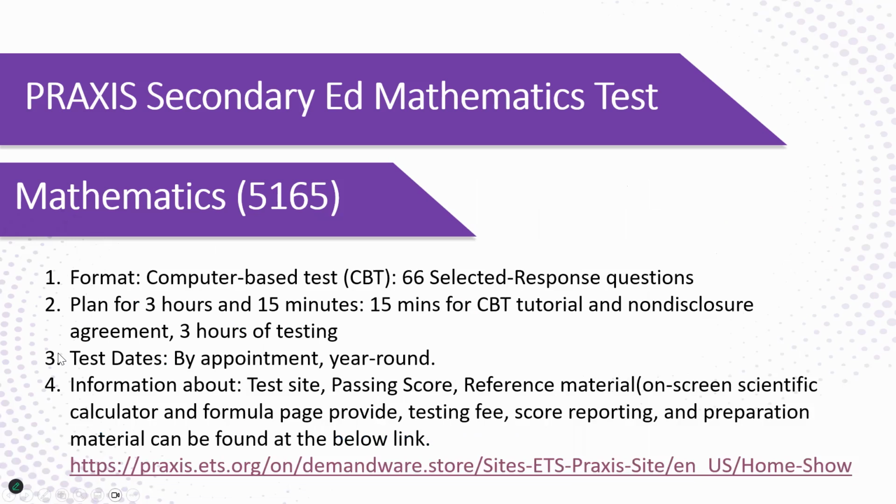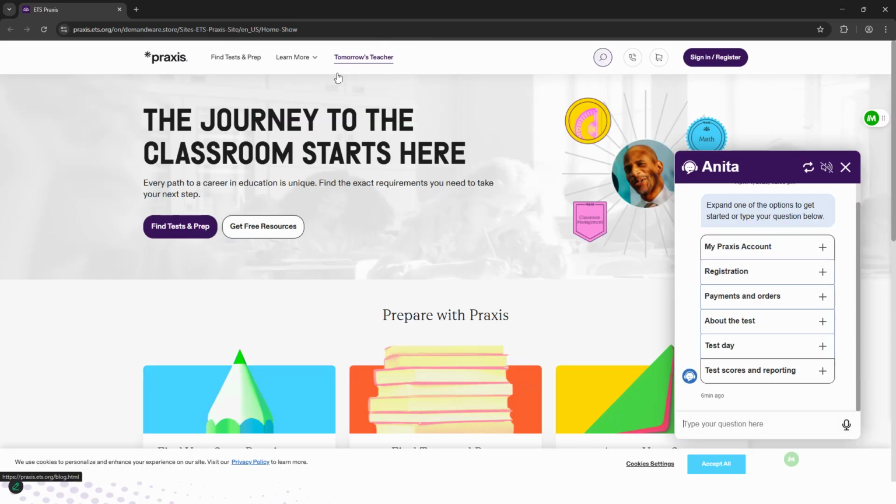The other test we're going to talk about is the Praxis test. Same idea. This one's 66 selected response questions, and you have 3 hours. So this one's a little shorter of a time period. Same sort of idea. It's by appointment, year round. And then the testing site has all the resources just like the NES test. So look at their website.